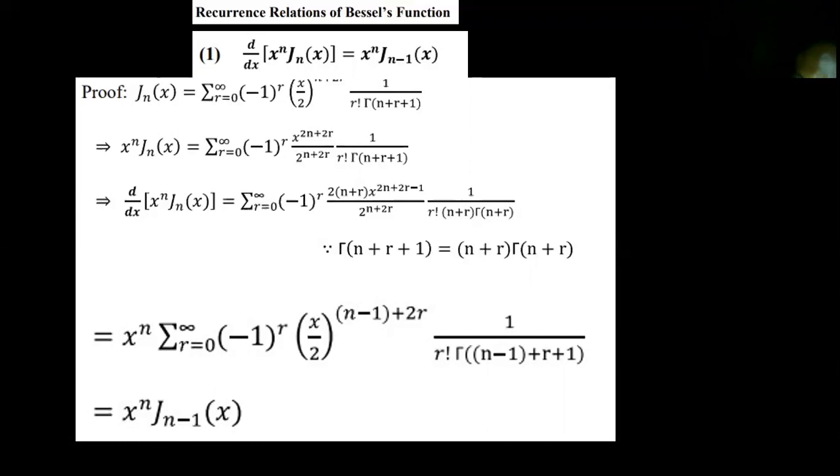At the end of the day, we now see this series is just in the form of the Bessel function of n minus 1, because I can see n minus 1 in the power of x and 2 is also having n minus 1, which is equivalent to the Bessel function of n minus 1. Then I can conclude that d/dx of x raised to power n, the Bessel function of n, is equal to x raised to power n, the Bessel function of n minus 1 of x. That is the first recurrence formula. Let's look at the second one.